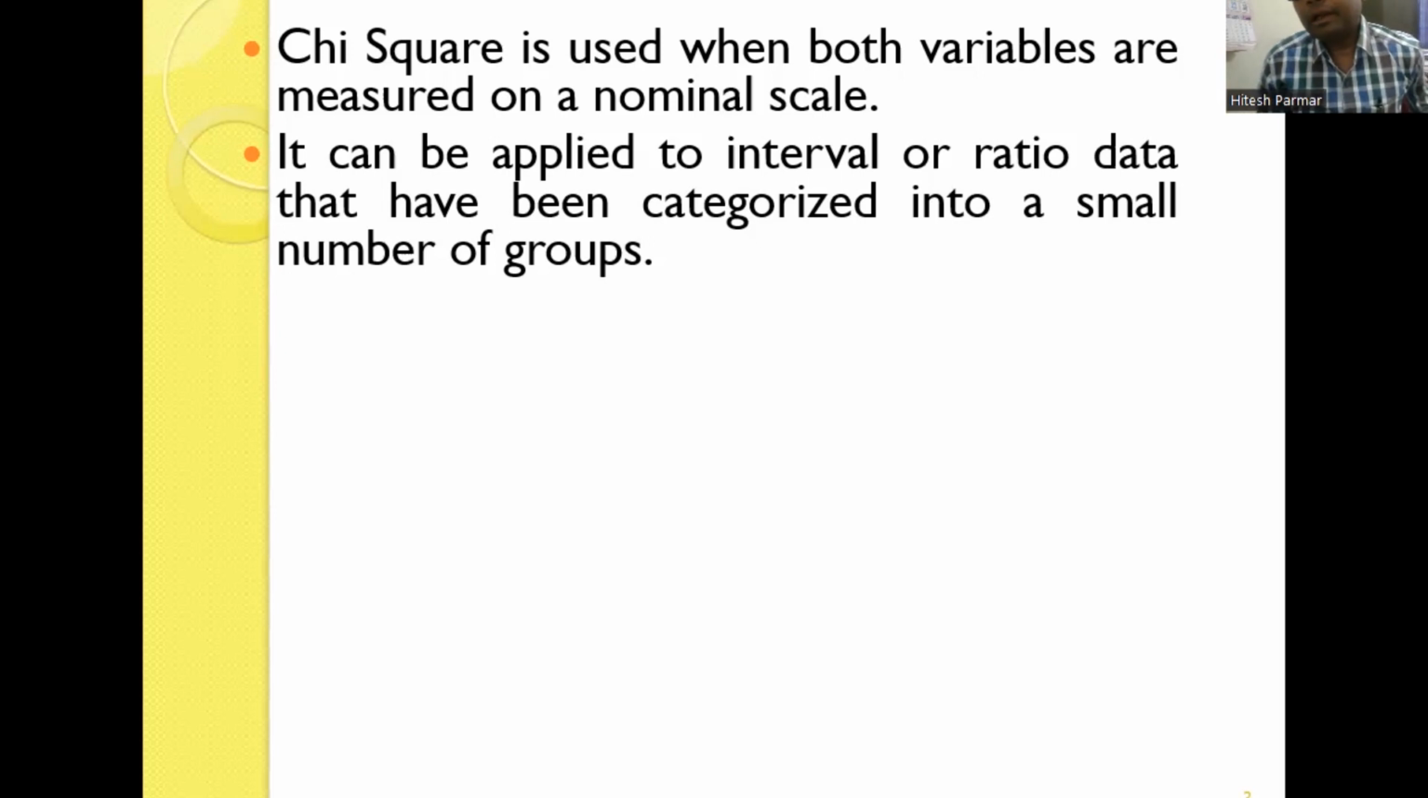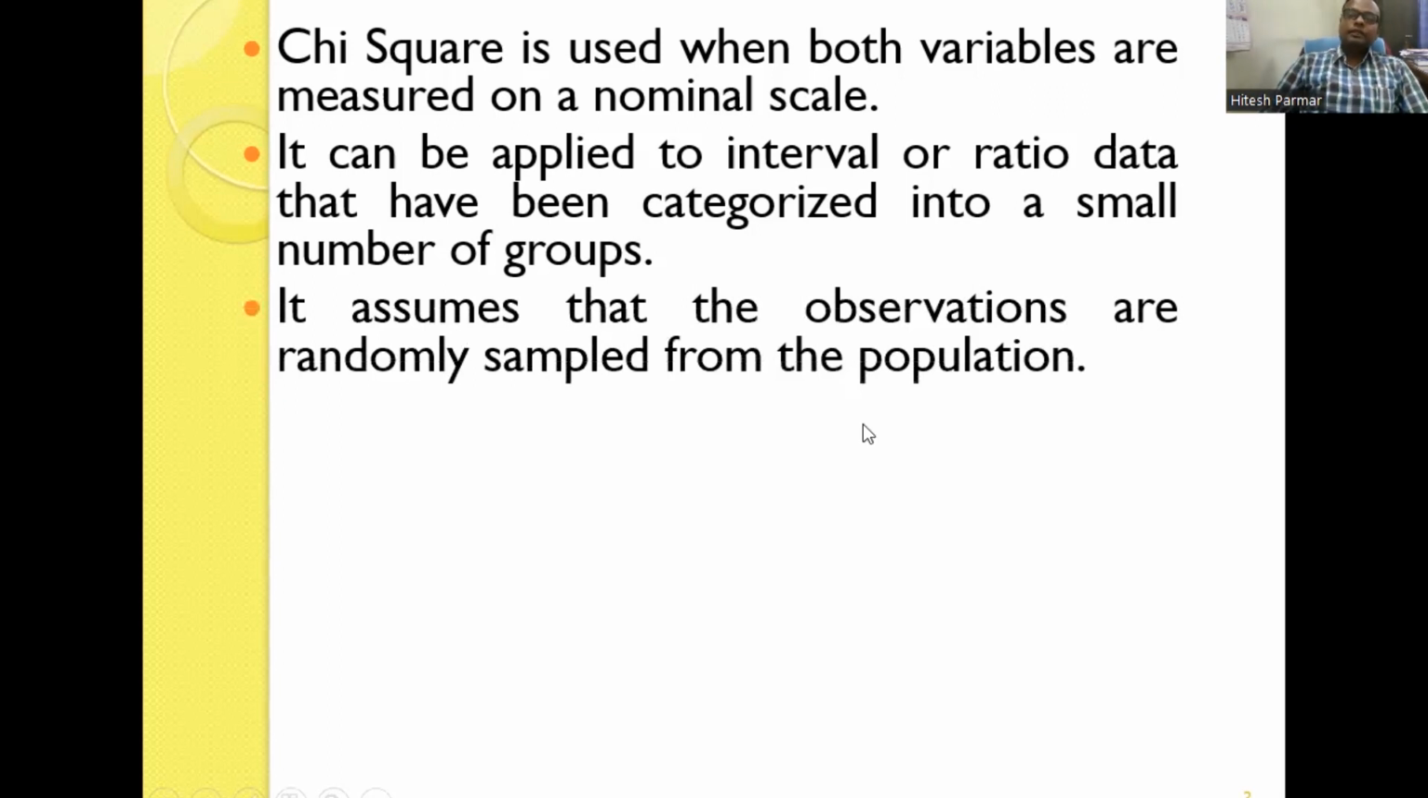So any variable can be suitable for a chi-square test as long as it is converted into categories. All variables need to be converted into categories, right? Even if it is interval or ratio, once it is converted into categories, it is suitable to run the chi-square test.